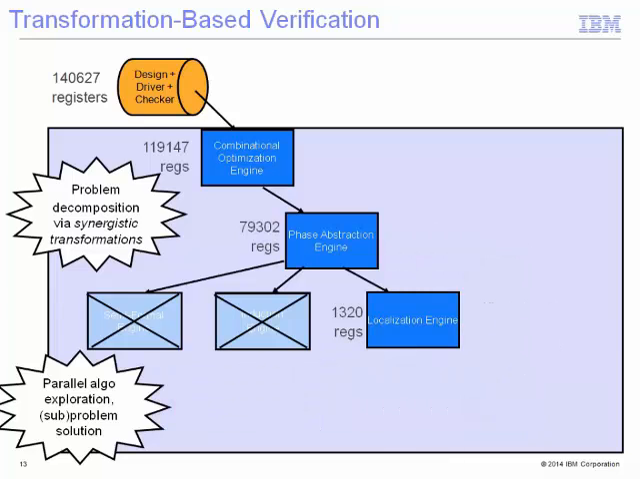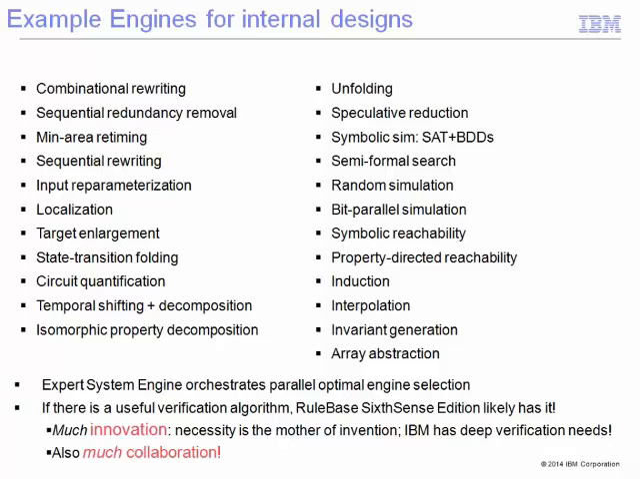Yep. So I will go back to, yeah. So these are the various engines we have in Sixth Sense. These are categorized: some are good for proof, some are good for bug hunting, and some are good only for simplifying the problem. We call those transformation engines.